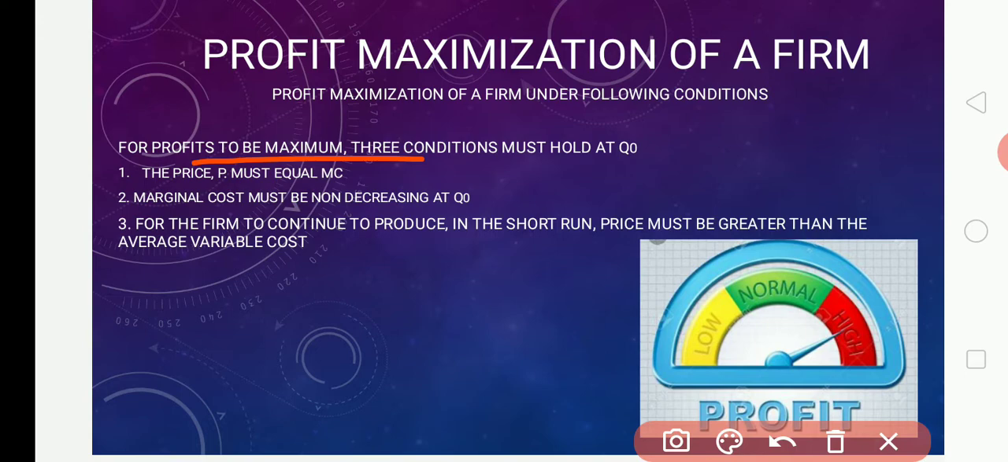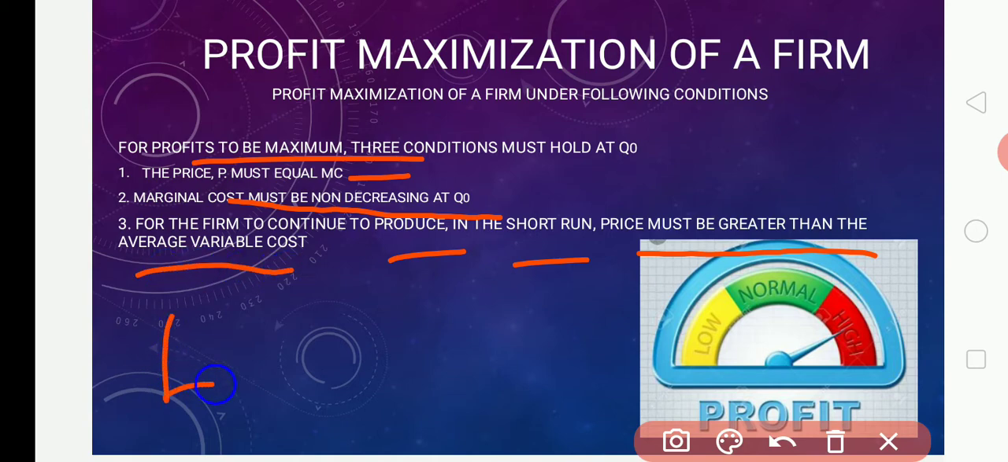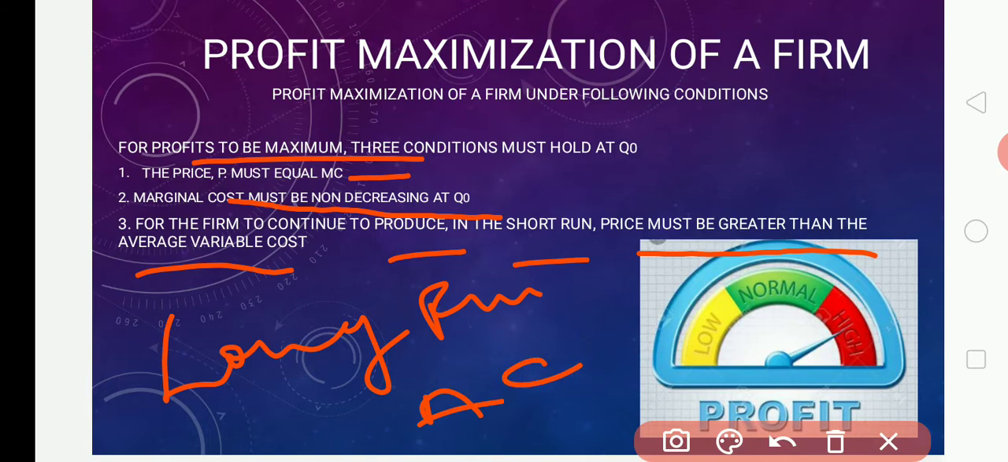The first condition is the price P must equal MC. And the second condition is marginal cost must be non-decreasing at Q0. And the third condition is, for the firm to continue to produce, in the short run price must be greater than average variable cost, and in the long run the price must be greater than the average cost. These are the three conditions that have to be fulfilled to get profit maximization.